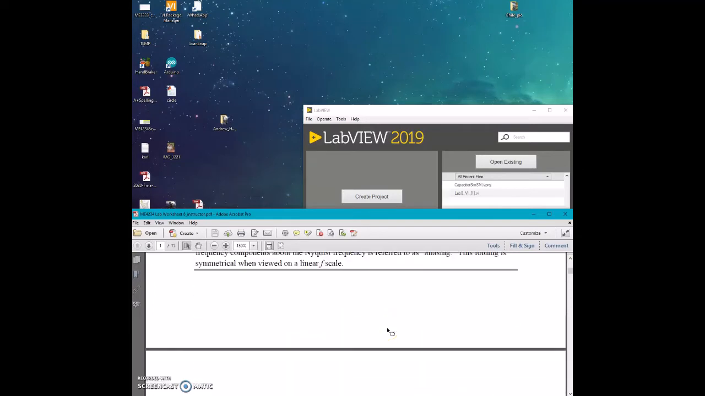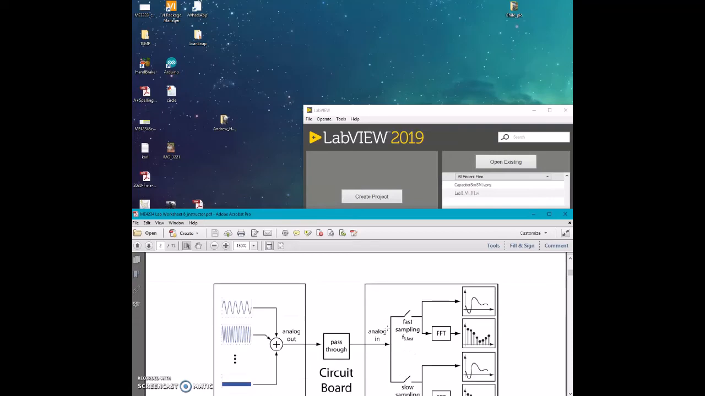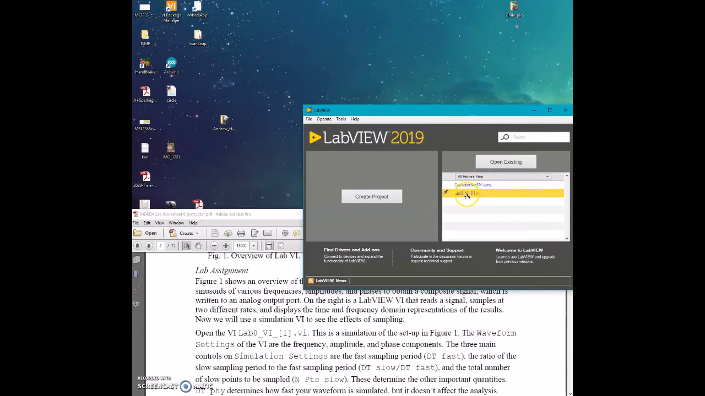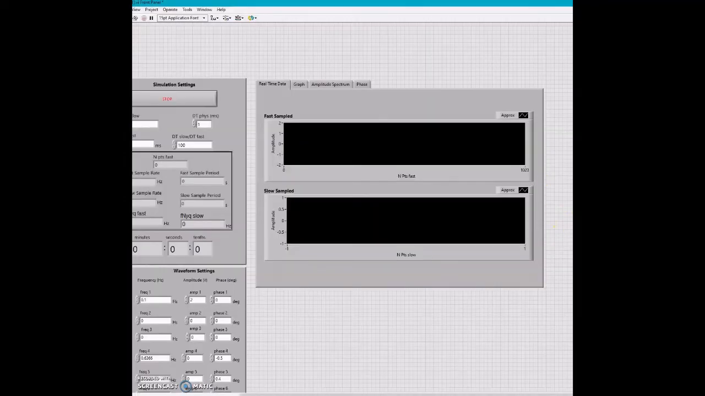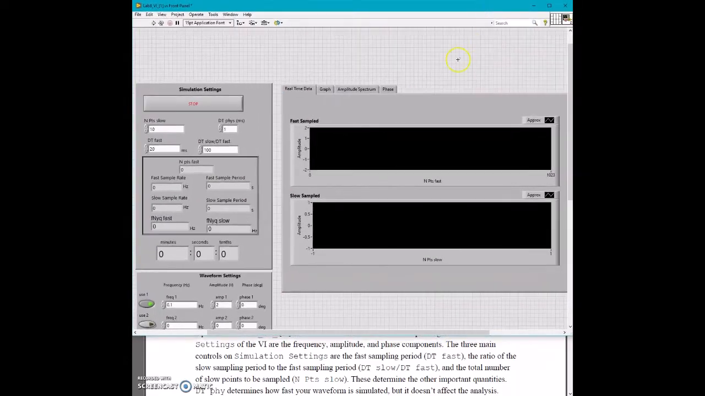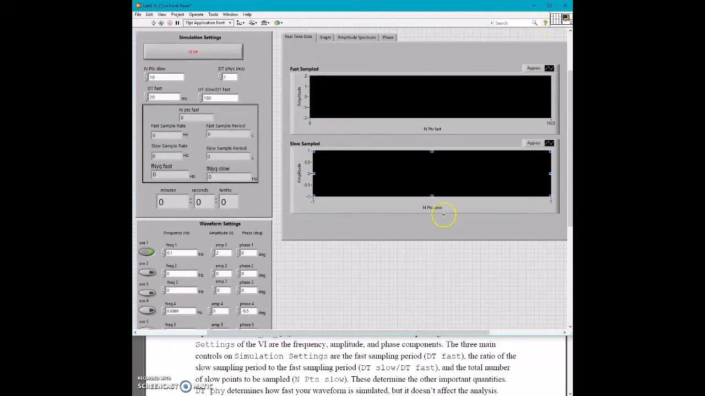And I hope that you read through the assignment sheet and passed the homework so that you can get to the actual lab. So the first instruction in the lab assignment is to open the LabVIEW file, which is Lab 8 VI 1. Let me make it a little smaller. Okay, and here we go.